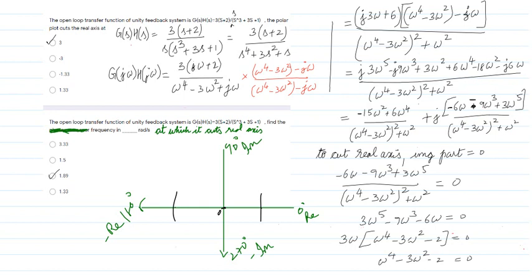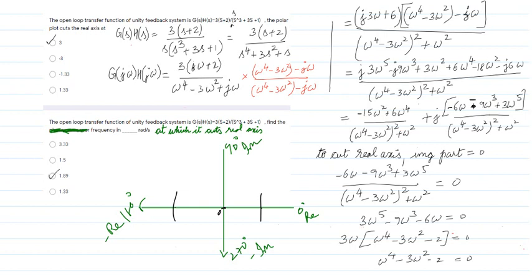How to split? What is a real part? The terms without j are called the real part. So what are the terms? 3 omega square minus 18 omega square. So I can add these two. It becomes minus 15 omega square. Then 6 omega power 4. Okay, this is the real part divided by this term.